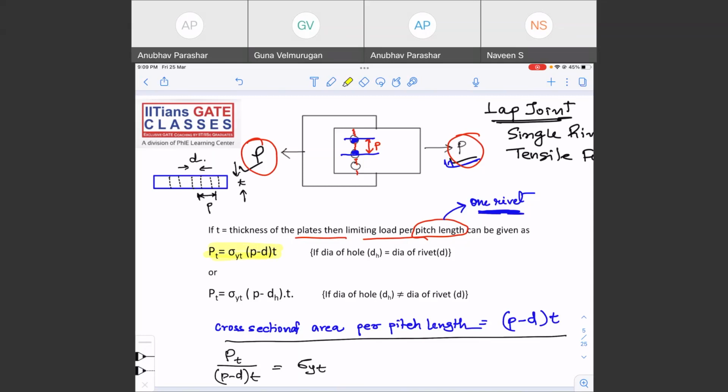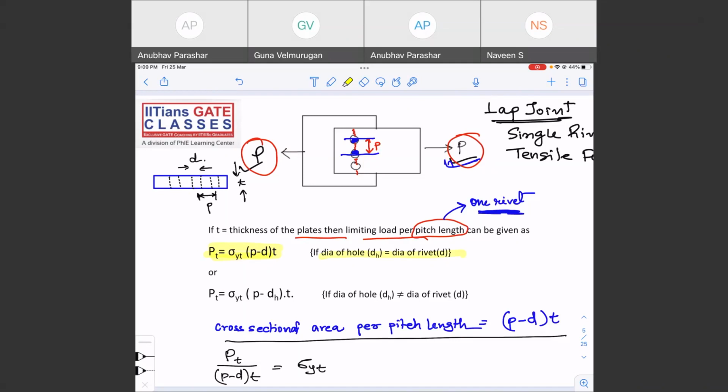Now, when is this formula valid? This formula is valid if the diameter of hole is equal to the diameter of rivet. So we don't have to worry, right? Whatever the diameter of rivet is given, you can directly use it in this formula. Is this formula clear, all of you?